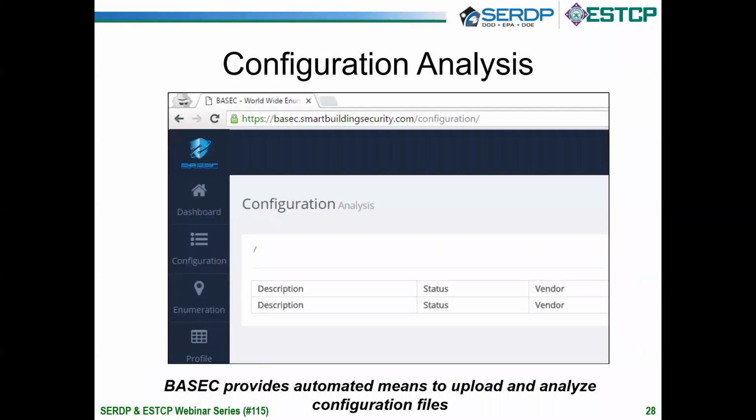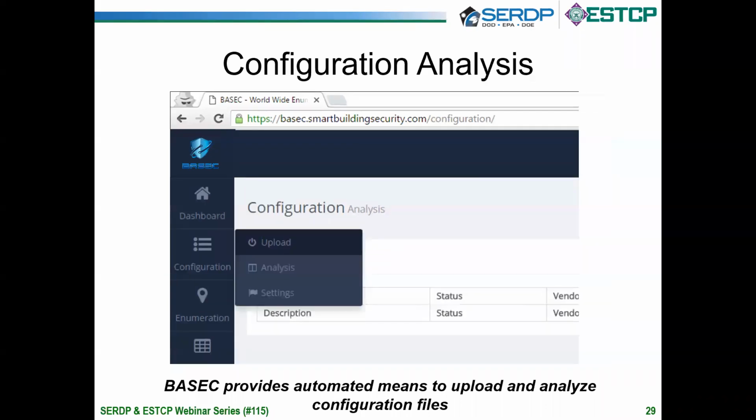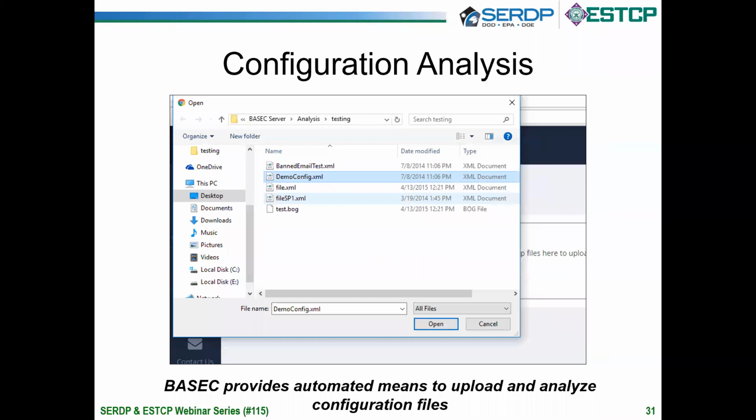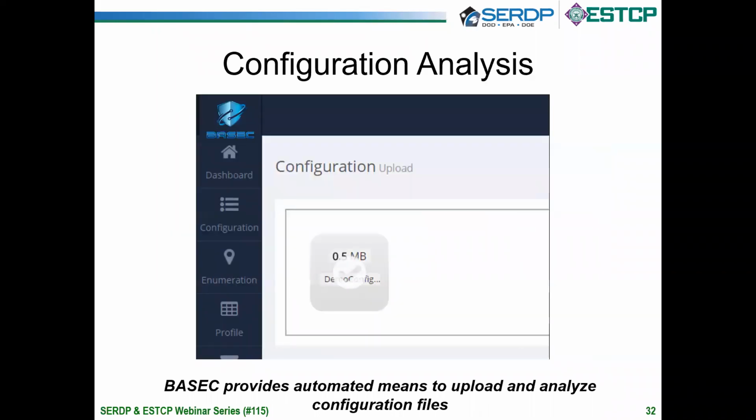So what we wanted to do is create an automated workflow that does automatic analysis against those configuration files. The screenshot you're looking at is a screen from the BASIC software that we wrote. It's running as a cloud service, and you have this configuration analysis page, inside of which you have the option to upload a configuration file. There's a very easy drag and drop menu where you select your configuration file or files. You can upload multiple if you'd like, and then you just drop them into the drag and drop window.